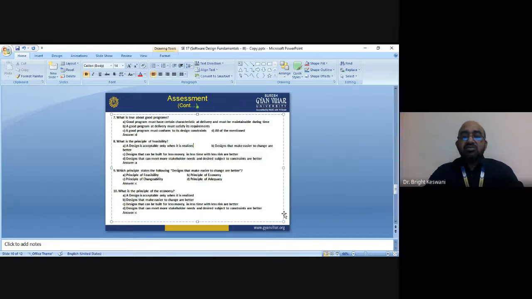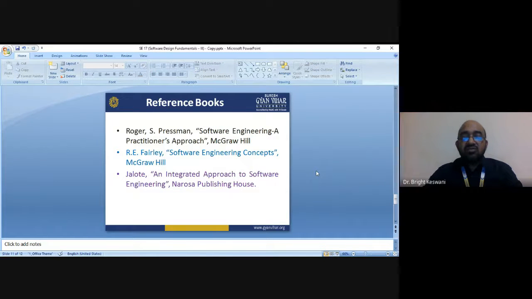Okay, so these are some self-assessment questions. If you still have any doubt or any query, then consult these books. These are the prominent reference books for this lecture. I hope this lecture provided you a clear-cut understanding about software design principles.